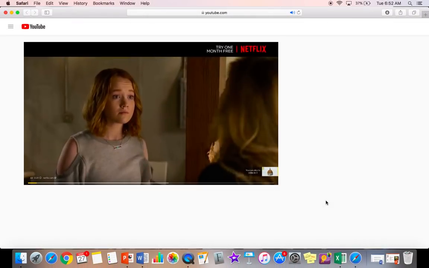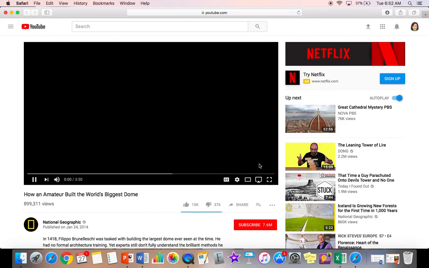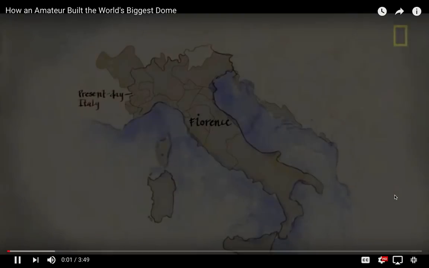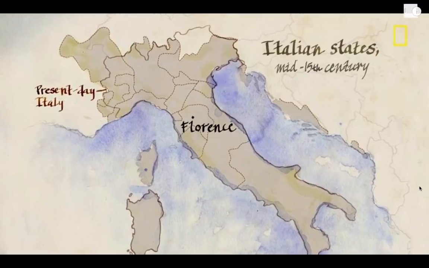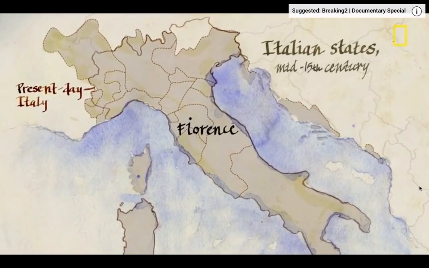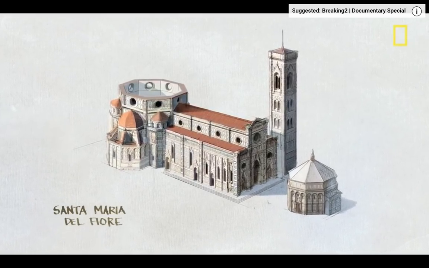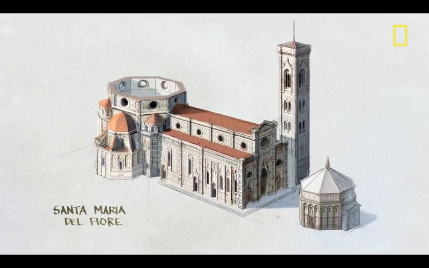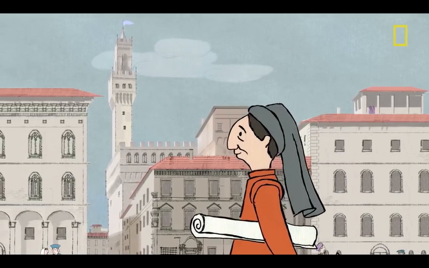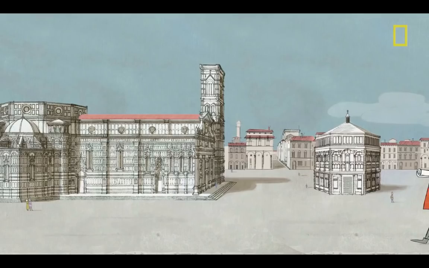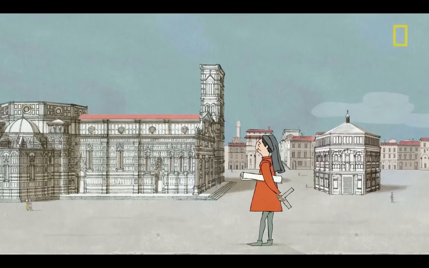Imagine this. It's 1418 in Florence, Italy. You've been challenged to build a great dome for the Santa Maria del Fiore, one of the grandest cathedrals ever built. And you have no formal architectural training. No pressure, right? For Filippo Brunelleschi, a goldsmith and clockmaker, it was the opportunity of a lifetime. He considered the challenge carefully.